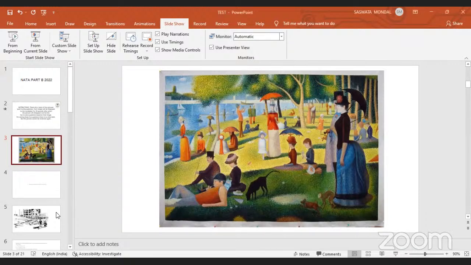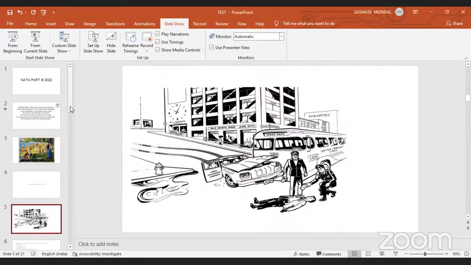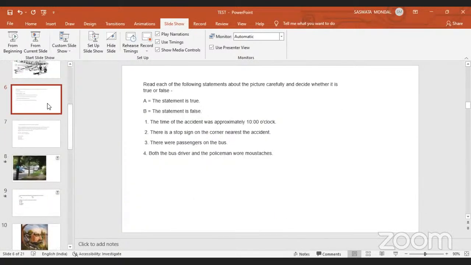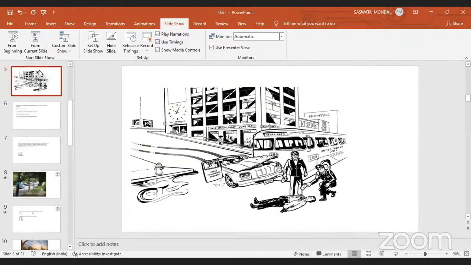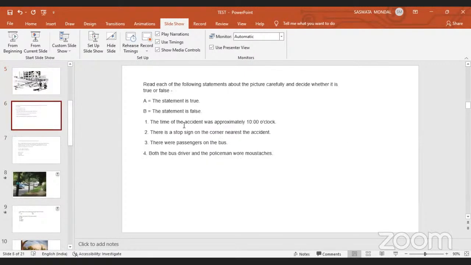Okay, next question we move on to. This was the image that was shown, and it was asked: the time of the accident was approximately 10 o'clock. True? Okay, how do you figure out? There is a clock over here. So is it 10 o'clock? No. What is it asking? The time of the accident was approximately 10 o'clock.